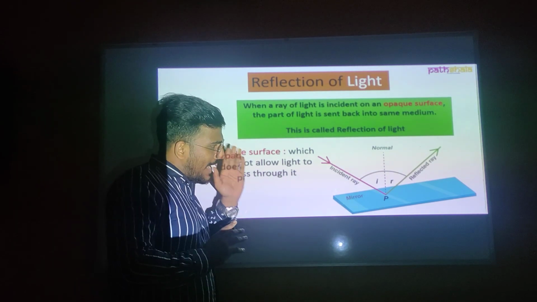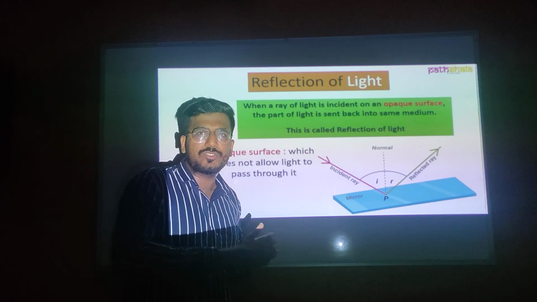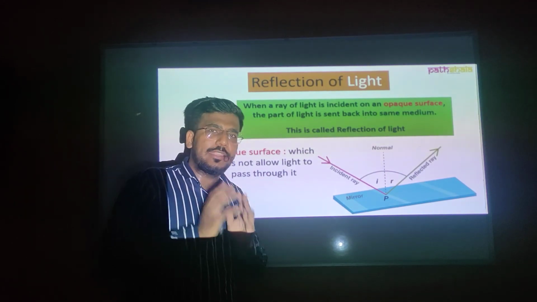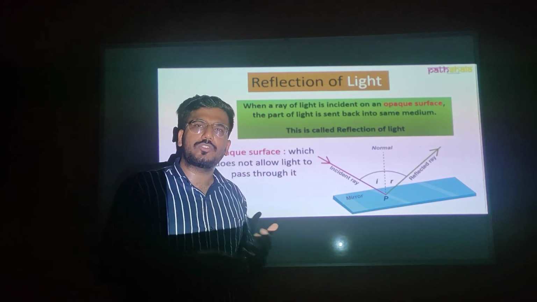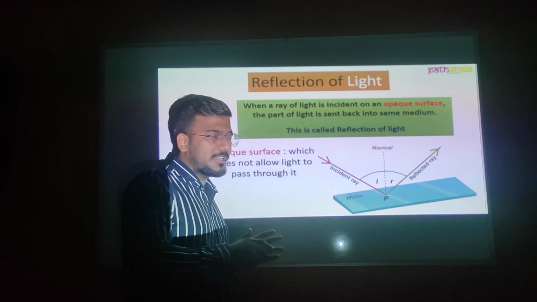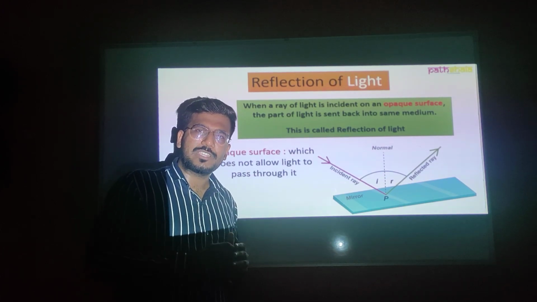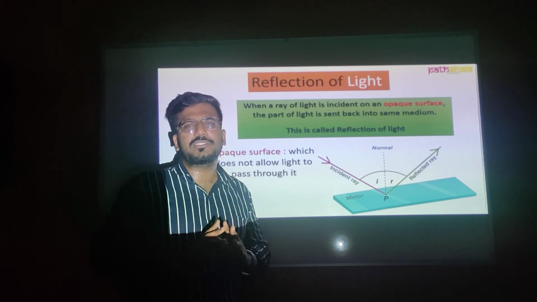Now the angle made by the incident ray with the normal is called the angle of incidence, and the angle made by the reflected ray with the normal is called the angle of reflection. The angle of incidence is denoted by i and the angle of reflection is denoted by r. Beautiful. I hope this concept of reflection is clear to you.